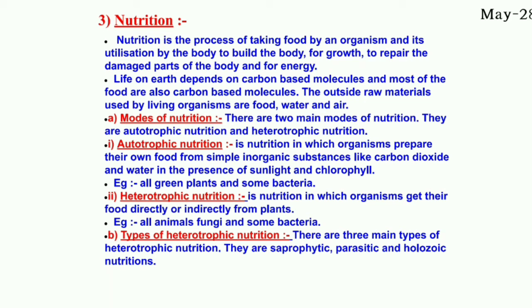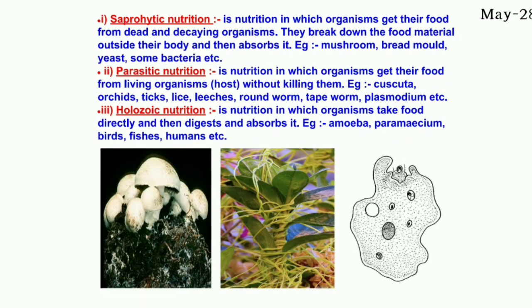We have also seen that there are two basic modes of nutrition. Autotrophic means those who can make their own food by themselves by using simple inorganic substances, like green plants and some bacteria. The second mode is the heterotrophic mode of nutrition, where the organism is dependent on other organisms, like all animals, fungi and some bacteria. We are heterotrophic. The heterotrophic mode of nutrition is of three types.